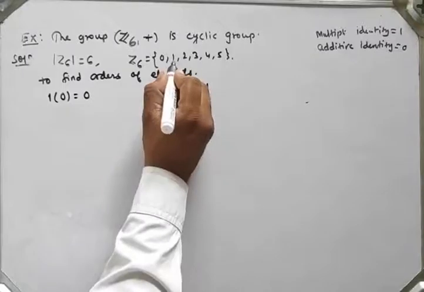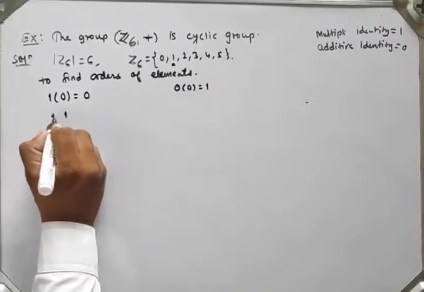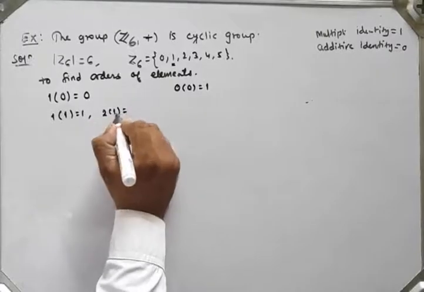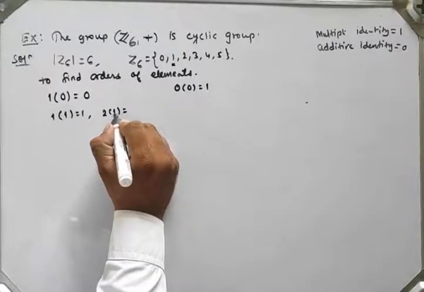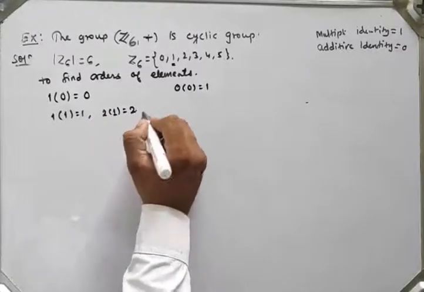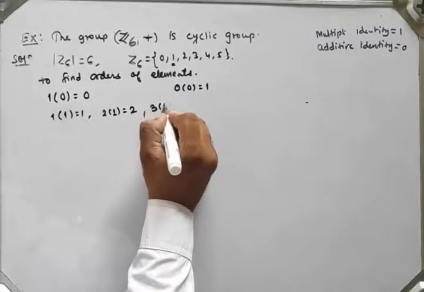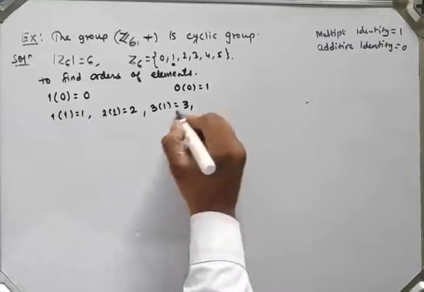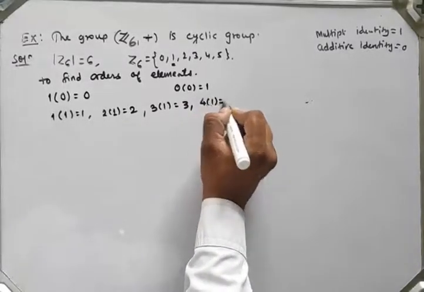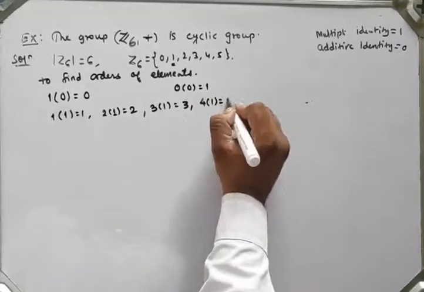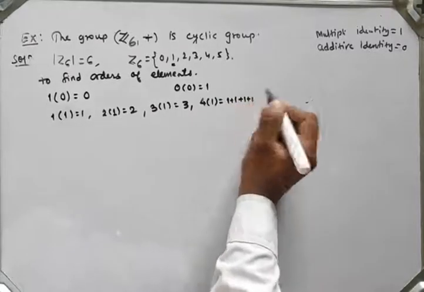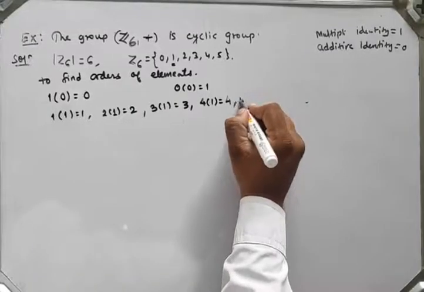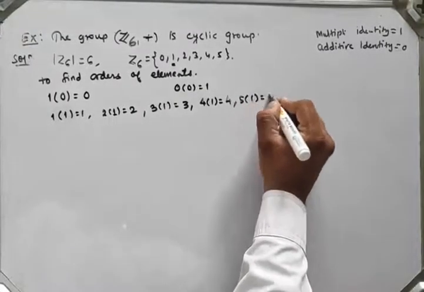Now I will check the next number, which is 1. So 1 into 1 is 1. Next 2 into 1, which is addition of 1 two times, which is 2. Next 3 into 1 means addition of 1 three times, which is 3. Next 4 into 1, addition of 1 four times, means 1 plus 1 plus 1 plus 1, right? Which is 4. And next 5 into 1, which is 5.